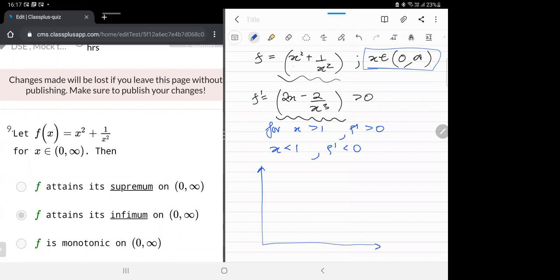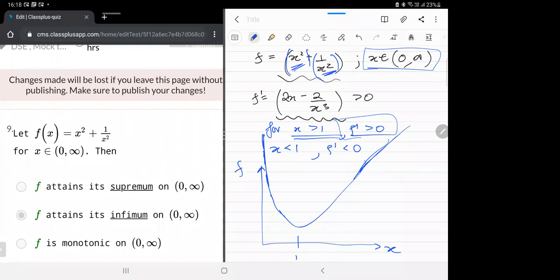So I am only going to consider 0 to infinity. This is x square plus 1 by x square. Both these quantities are themselves positive, so the f value is always going to be positive, and x has already been given to be positive. So this function is going to be decreasing till x equals 1, and after 1 it's going to be increasing. f prime is positive for all values greater than 1, so it keeps on increasing.